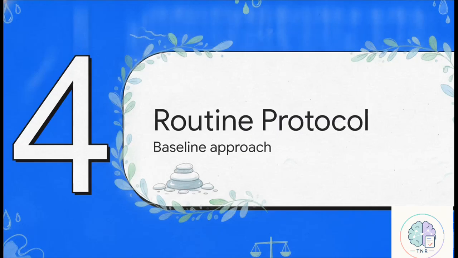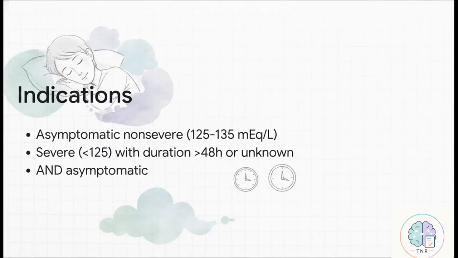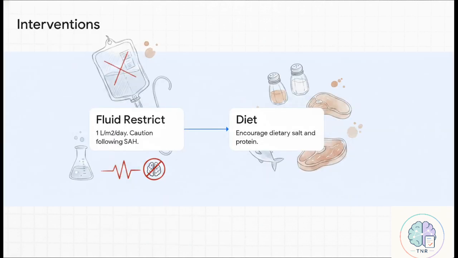Next up is Part 4, the routine treatment protocol. This pathway is strictly reserved for your entirely asymptomatic patients. We're talking about someone with a mild to moderate drop between 125 and 135, or, believe it or not, even severe cases under 125 if the duration has been prolonged over 48 hours and they are showing absolutely zero symptoms. The approach here is refreshingly conservative, no IV infusions at all. The main intervention is strict fluid restriction.